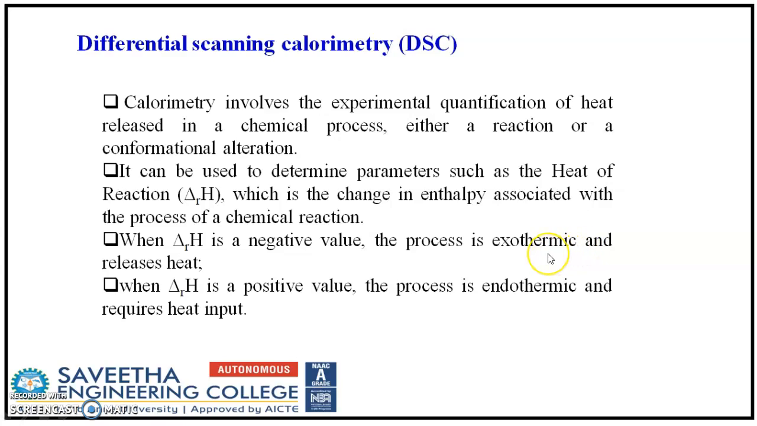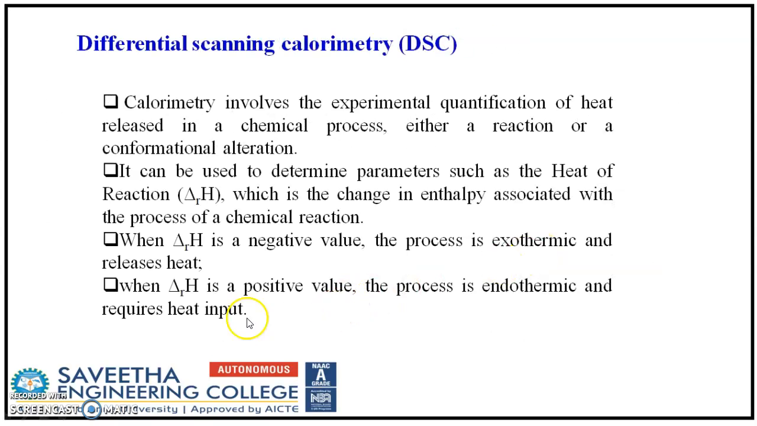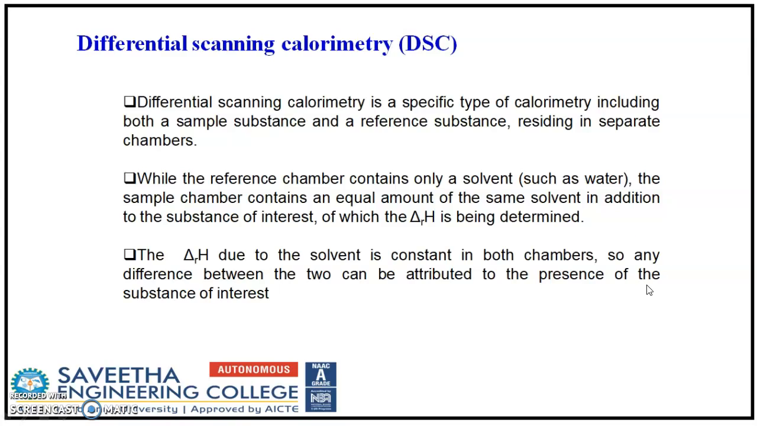We know an exothermic process releases heat. And if delta H is positive, then it is an endothermic process, and here it takes up heat for the process to take place. And from this temperature change, it gives some peaks, up and down peaks. From this, they are calculating the glass transition temperature, melting point, all those things.